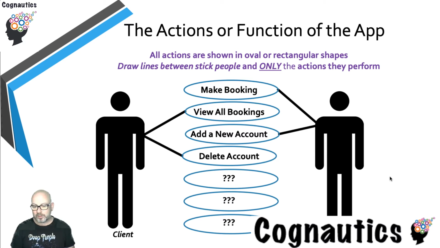And then all that's left to do is to draw a line between your entities and only the functions that they perform. So in this case you can see it's showing that the client on the left is able to delete accounts, whereas the student is not able to delete accounts. The client's able to view all bookings and the student isn't. The student could see their own booking.